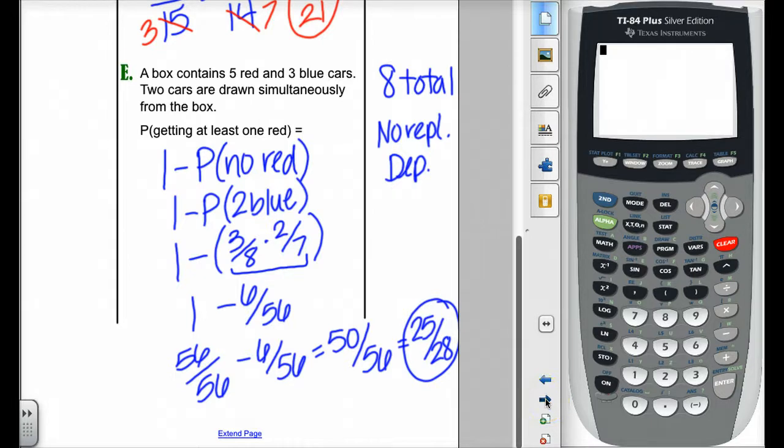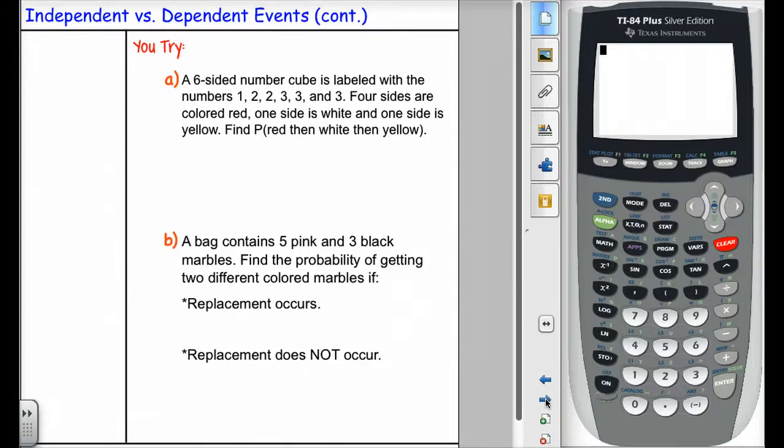Your job now is to go ahead and give these U-Try problems a shot, these 2, and enter your answers in the Edpuzzle and bring your questions with you to class tomorrow.